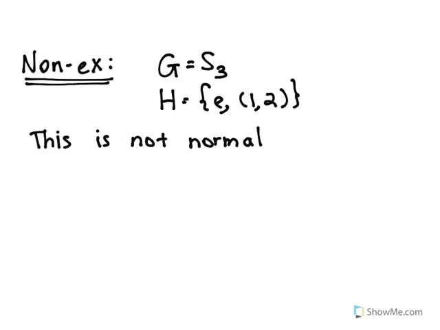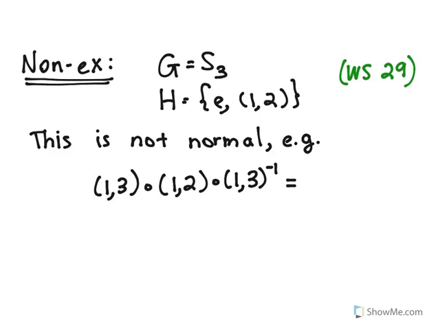Now let's compare that to the following non-example. So again, let's let G be S3, but now let's let H be the subgroup that contains the identity and (1 2). Actually, you might notice that this is the same example of a group and a subgroup that you were studying on worksheet 29. I claim that this is not a normal subgroup.